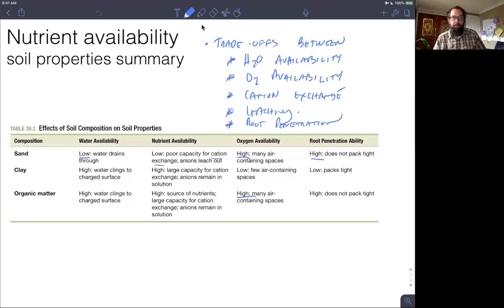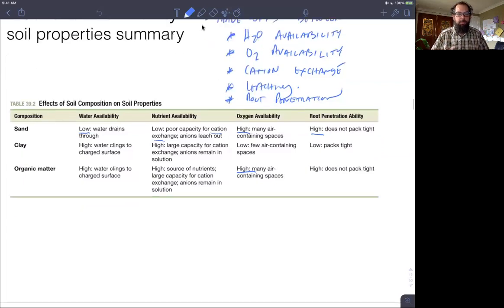Hey everyone, welcome back. Last time we ended talking about nutrient availability and the different soil properties, and how that affects nutrient availability and the trade-offs between the availability of water and nutrients and the propensity for leaching or cation exchange based on those soil properties. I want to talk today more about nutrient uptake itself and how these nutrients are actually entering the plant.